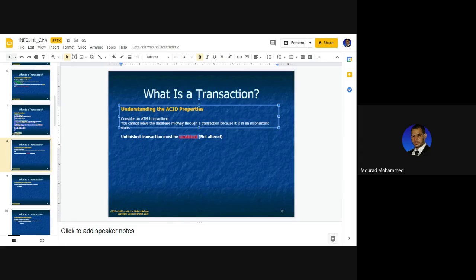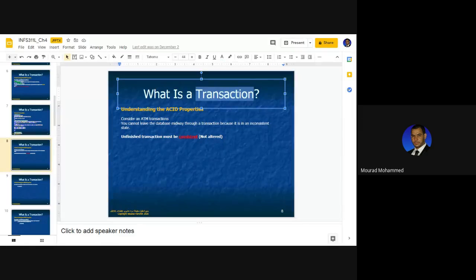So the consistency means all the queries, all the tasks inside the same transaction, are all to be executed or all to fail. It is another view of the atomicity: they either fail together or succeed together.